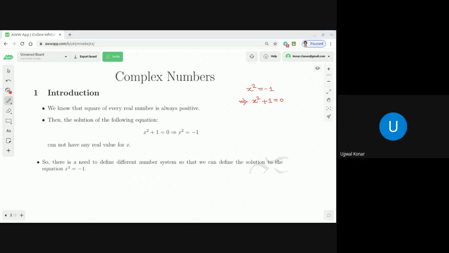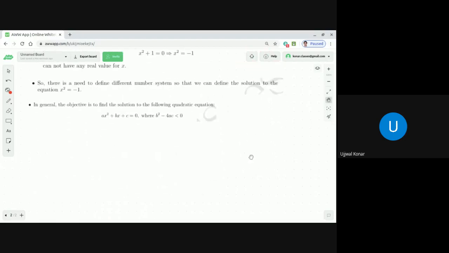Okay. In general, if you recall the quadratic equation that you learned in earlier classes, in your previous year, I hope, in class 10, in general we need to find the solution to the quadratic equation ax square plus bx plus c equal to 0, where the discriminant b square minus 4ac is less than 0. Correct? So these are the points.